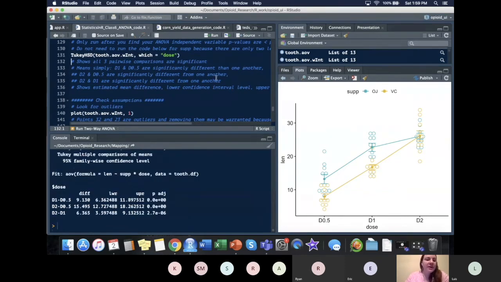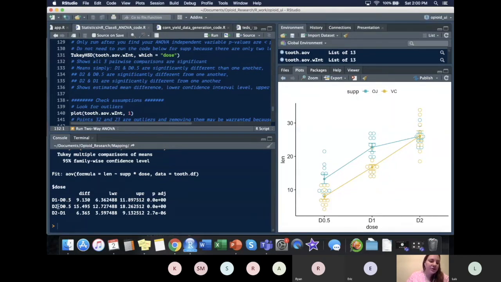So we're running our Tukey's HSD test, and I did choose the one with the interaction variable here. So we are going to look at specifically the dose variable, since we had 3 levels. So down here, we ran that. And our difference here, 9.1, is statistically significant. So our difference between dose 1 and dose 0.5. So they are significantly different. The difference in means is significantly different from one another.